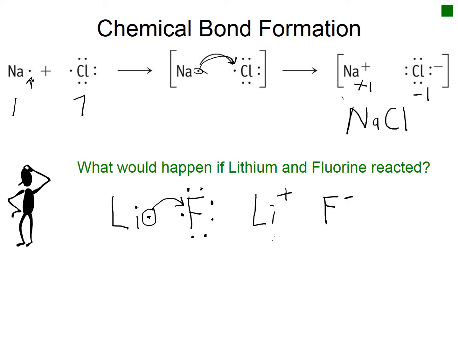And if we write that together as they're bonded, you would get LiF, because a +1 and a -1 would pull those together and form your ionic bond.